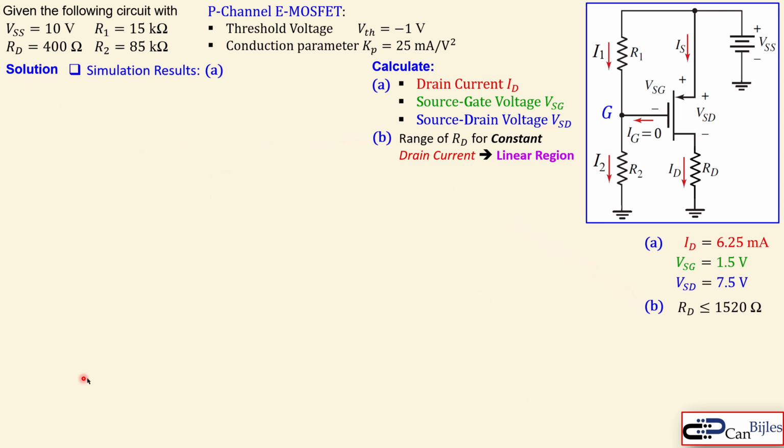Alright, now let's collect the values. This is the summary of the values we have. It must be smaller or equal to 1.52 kilo ohms for the RD, and for the other three values we have shown here for question A.